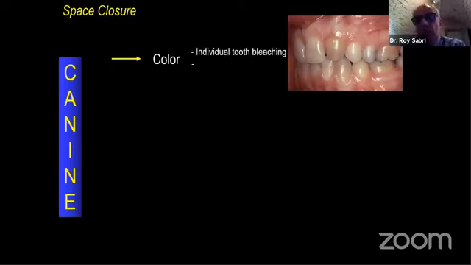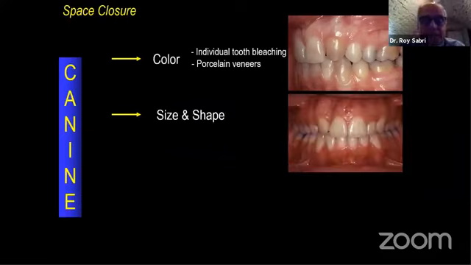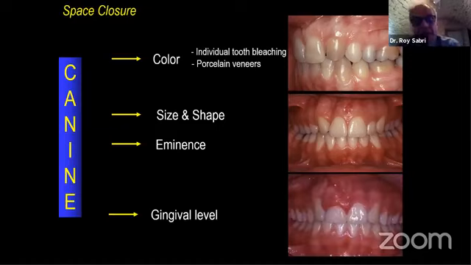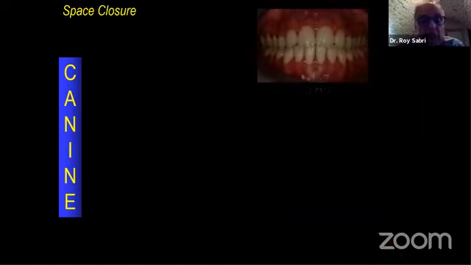As far as color, as you can see here, look at the upper canine, look at the lower canine. Her canines and her molars are very dark. Of course, we can do individual tooth bleaching and porcelain veneers, but then you go into a restorative cycle. Then you have the size and the shape. Some canines are very large, especially in unilateral space closure. And like in this case, some canines have a very huge eminence. And then you have the gingival level.